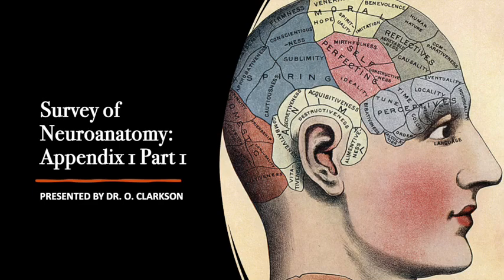So this is going to be the very first lecture of the semester, Survey of Neuroanatomy, Appendix Part 1. This survey of neuroanatomy and the appendix section is going to involve 3 different lectures. So there's going to be Appendix Part 1, 2, and 3. And this is an overview of neuroanatomy as well as an introduction to certain diseases and the way that the brain works.